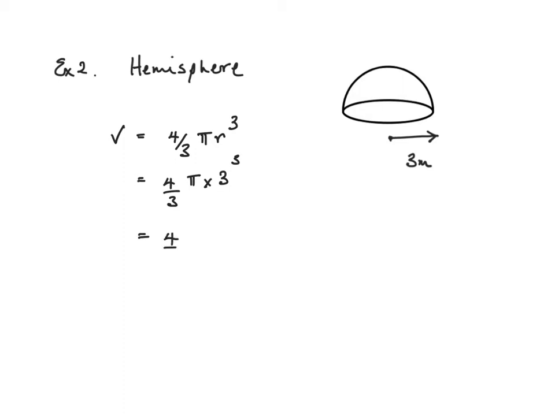Now 3 cubed is 27. 3 times 3 is 9, times 3 is 27. What I'm going to do is do some cancelling. So 3 goes into itself once and into 27 3 times. And then 3 times 4 is 12. So what we have then is 12 pi. And I want to divide that by 2, because we want the volume of the hemisphere, the half sphere. So that's 6 pi. And that gives us 18.85 metres cubed.